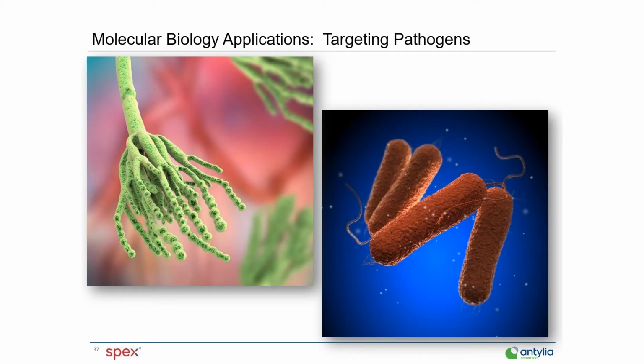There are many applications for molecular biology. Some of the most important ones are testing for pathogens, things like E. coli and Aspergillus and penicillin. So these become very important in industries like food and agriculture and pharmaceuticals. So we're going to take a look at the application for the testing of pathogens.